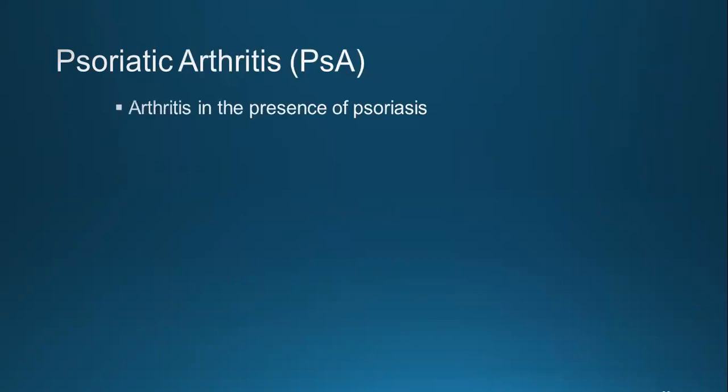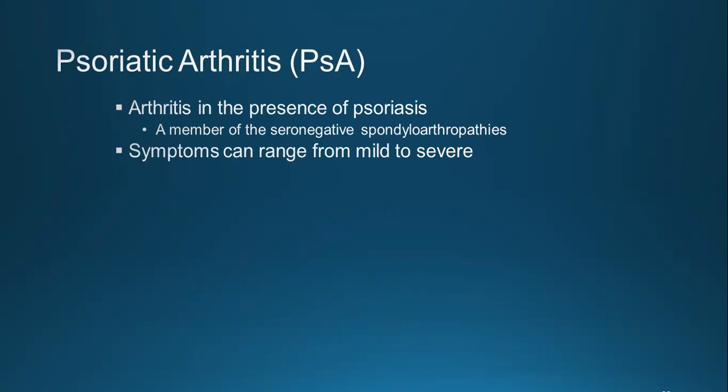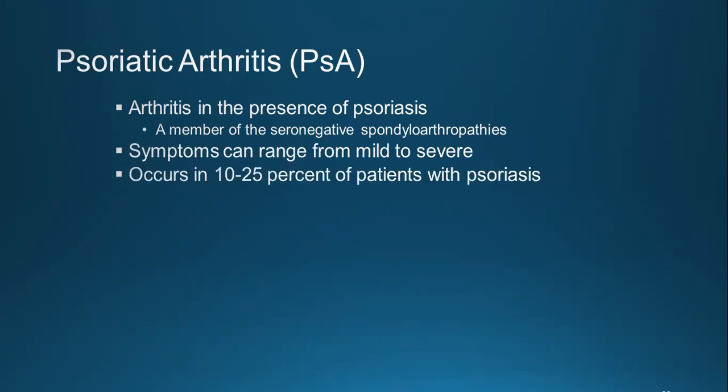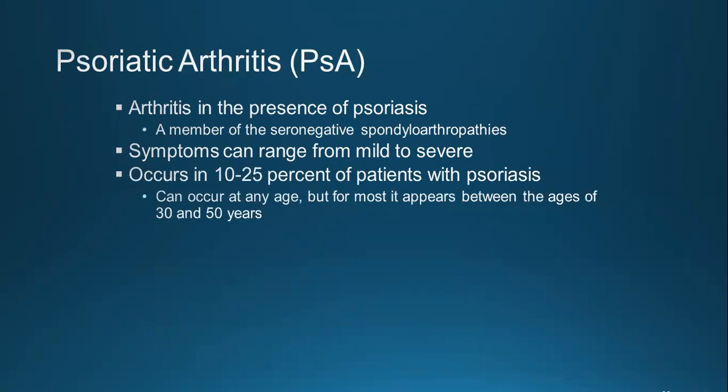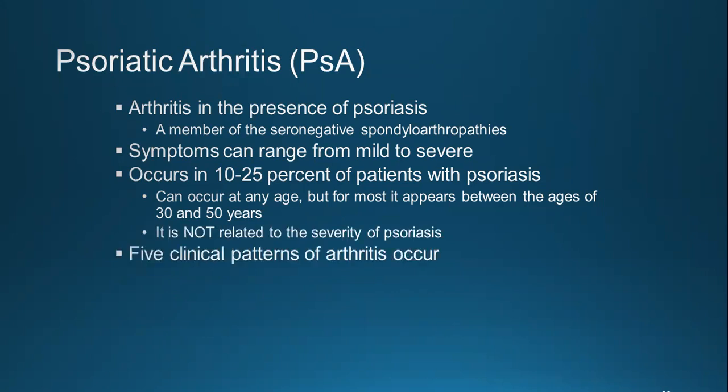Then psoriatic arthritis. Arthritis in the presence of psoriasis. It's a member of the seronegative spondyloarthropathies. Symptoms can range from mild to severe. It occurs in 10 to 25% of patients with psoriasis. It can occur at any age, but mostly occurs between 30 to 50 years of age. Usually it occurs 10 to 15 years after psoriasis of the skin, so it's not difficult to diagnose. It's not related to the severity of psoriasis.